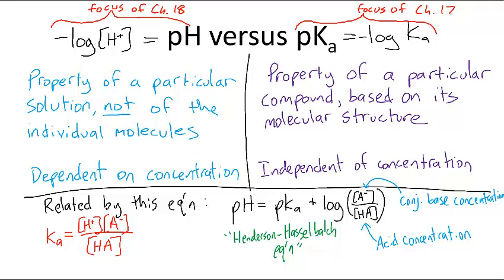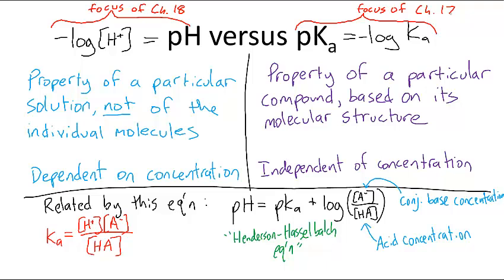pKa, on the other hand, that's the property of a particular compound. So you have that list of Ka values. Those are properties of those individual compounds. And in lecture 17, we talk about how that relates to molecular structure. And it's not something that changes with concentration. So it's a property of the molecule itself.